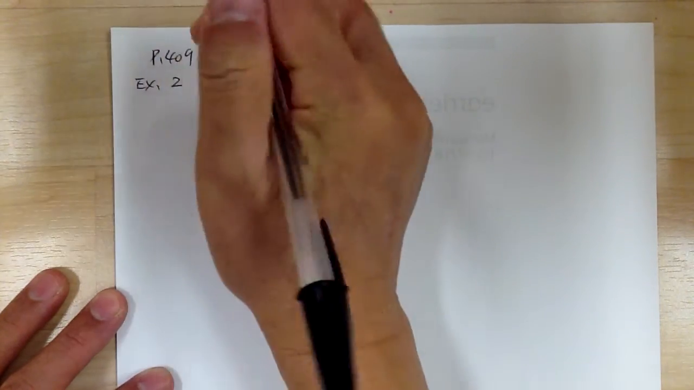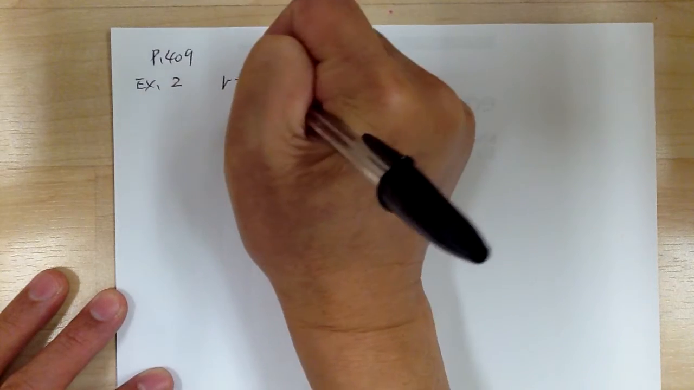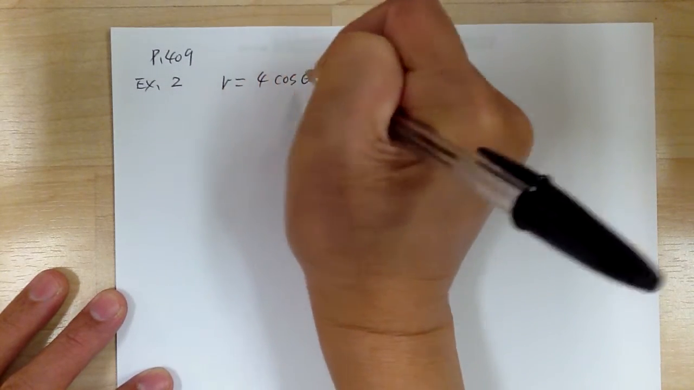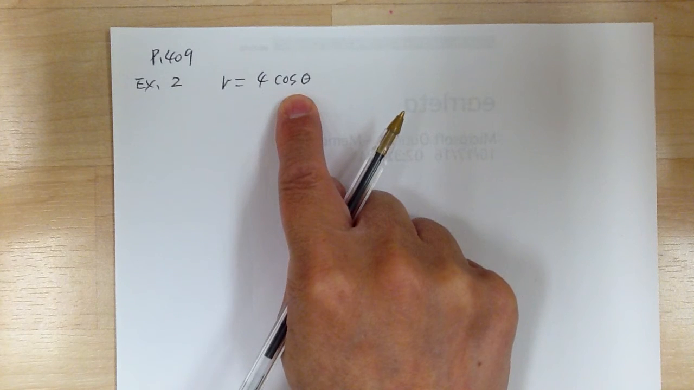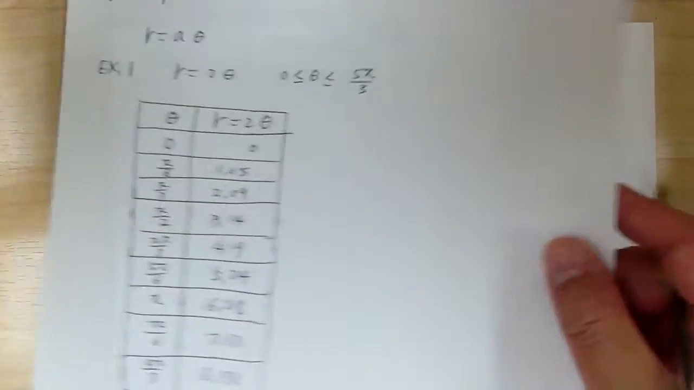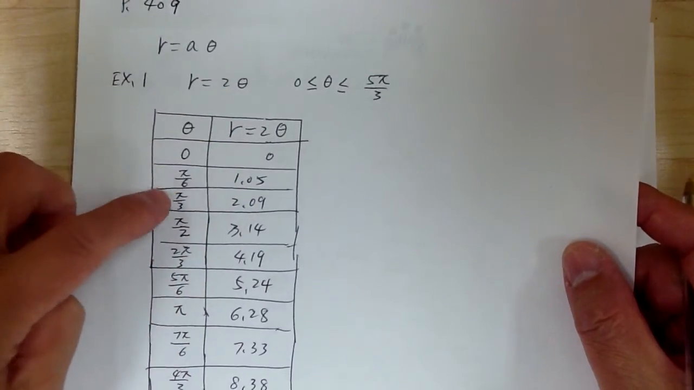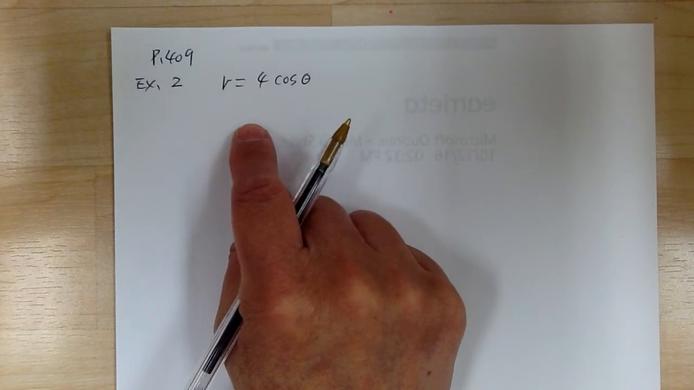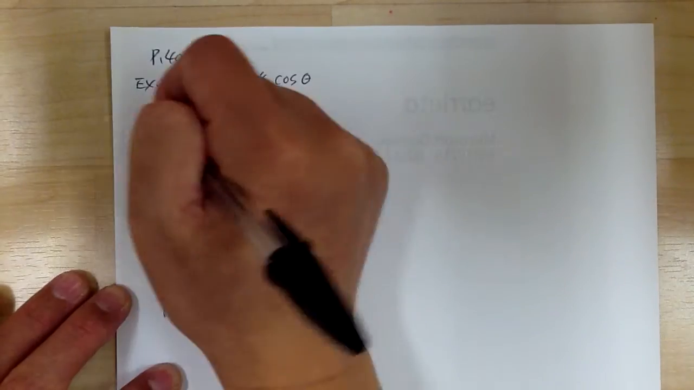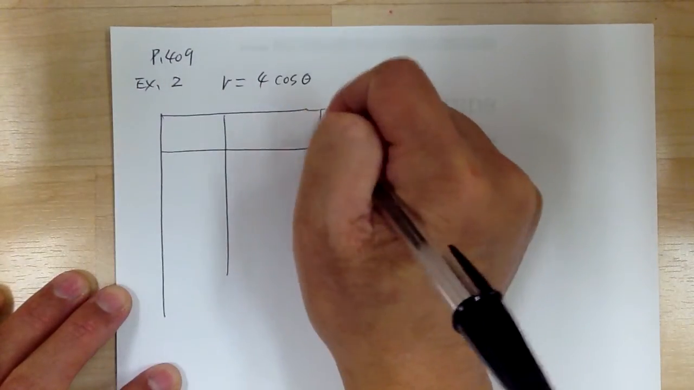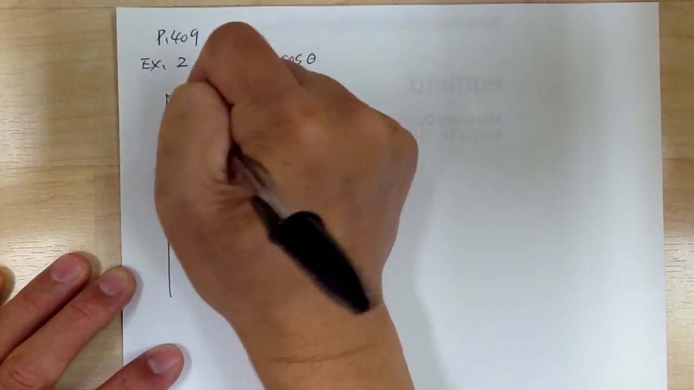Okay, example 2, you want to graph r equal to 4 cosine theta. Now with a function, you can use either radian or degree, depends on the problem. But when you have this kind of spiral, when there's no function, you have to use the radian. Make sure you use the radian. Okay, so again, you go and make the table. So you have the theta, you have the r.